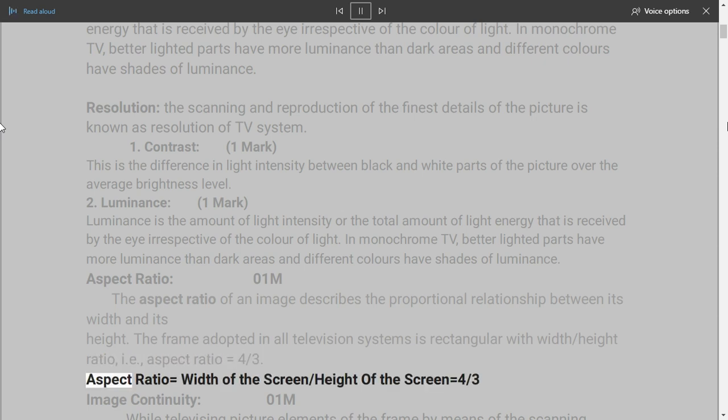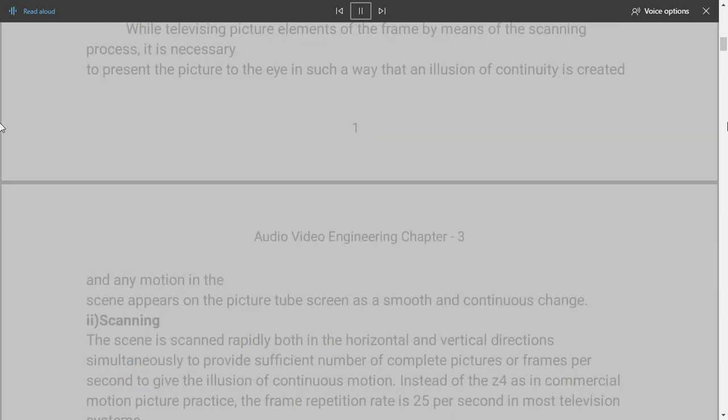Aspect ratio equals width of the screen/height of the screen equals 4/3. Image continuity, 1 mark. While televising picture elements of the frame by means of the scanning process, it is necessary to present the picture to the eye in such a way that an illusion of continuity is created.